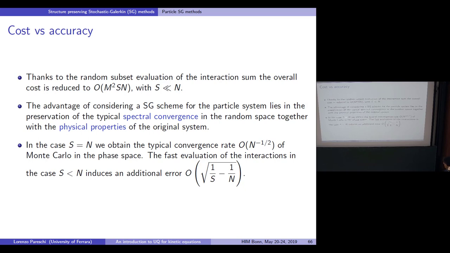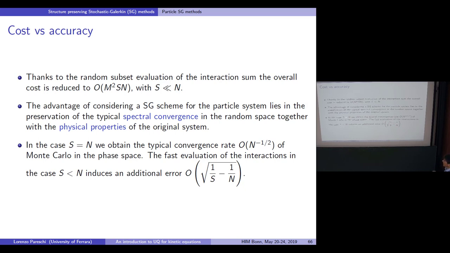Now here is the advantage. As I said, you keep the typical spectral convergence in the random space, which in this case is not something we are really interested in observing. What we are really interested in is that because of that we can use very small values for m in the simulation, and we keep all the physics, because the particle system being just based on particles implies just a reconstruction process of your density. If you consider all particles, then you have the typical convergence rate for the particle system, which is n to the minus 1 half. So you have to balance the spectral error and this error, but then you pay the quadratic cost. If you use this fast evaluation, then you can show that you have an additional error on top of that, which is given by the square root of 1 over s minus 1 over n, with s smaller than n.